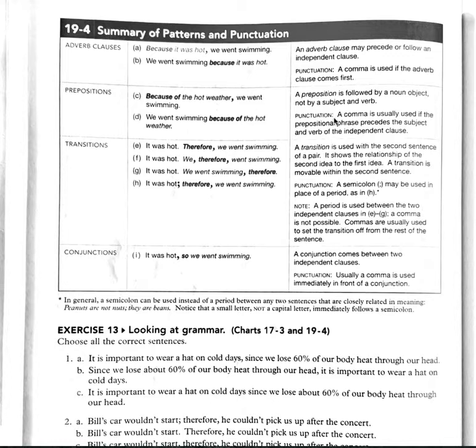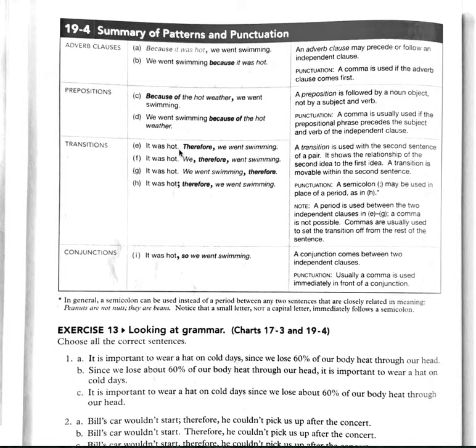Punctuation. The comma is usually used if the prepositional phrase precedes the subject and verb of the independent clause. Okay? So here we use a comma if the prepositional phrase comes before the subject and the verb of the main clause. Here's the subject, here's the verb, we use a comma. If it comes after, no comma. Okay? Now look at the transition words.